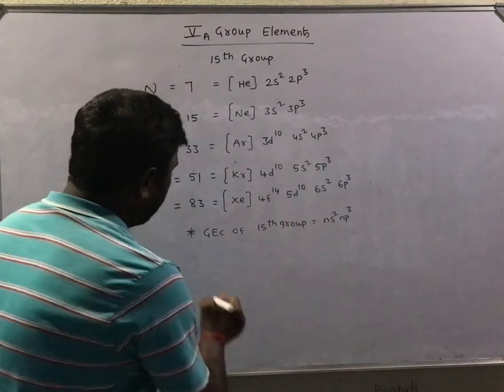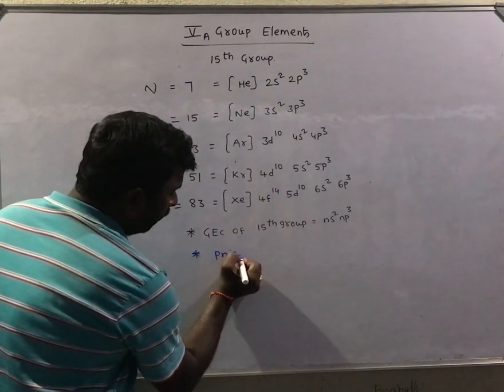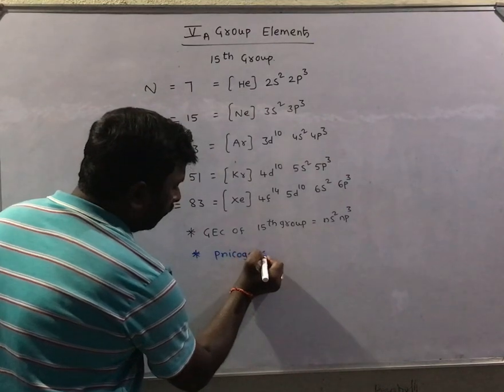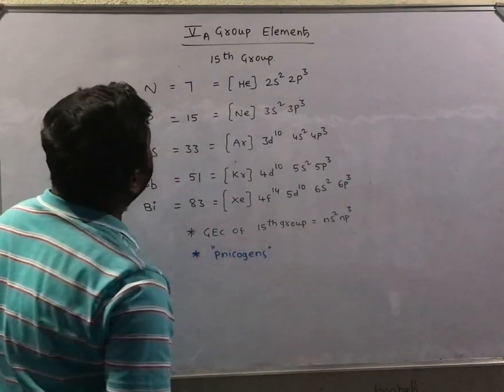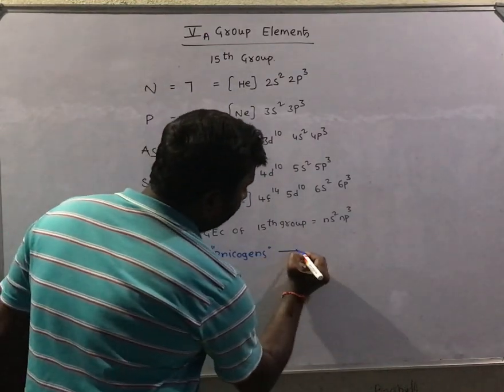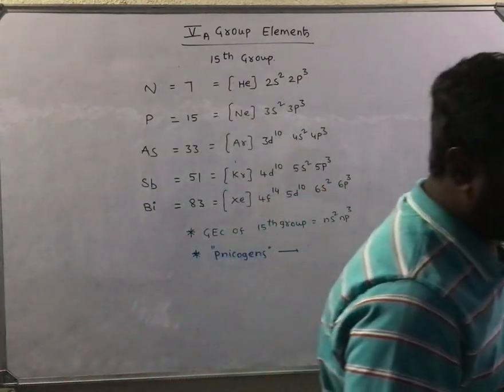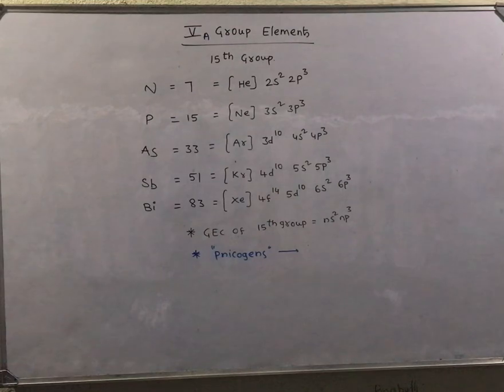So this is also called pnicogens. This 15th group is also called pnicogens because these mainly form poisonous gases. Due to such reason, this is called pnicogens.